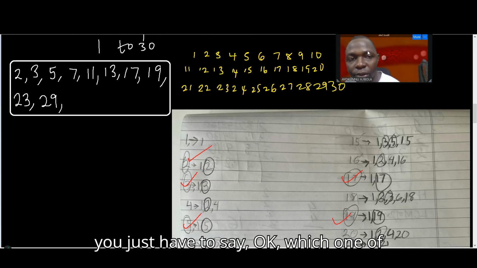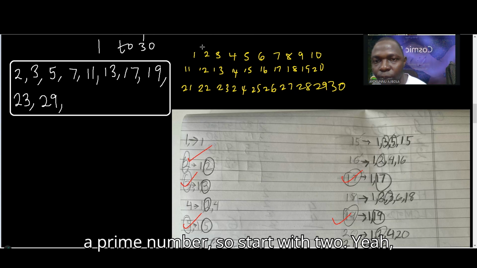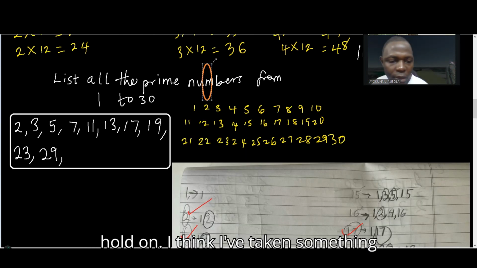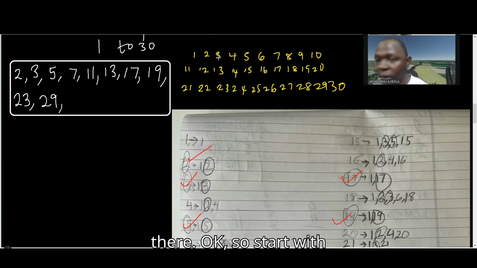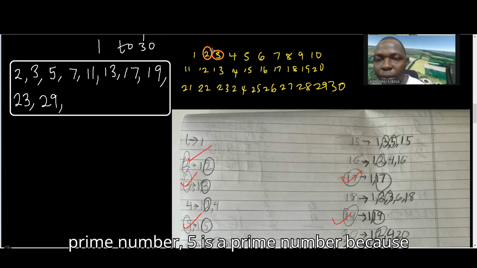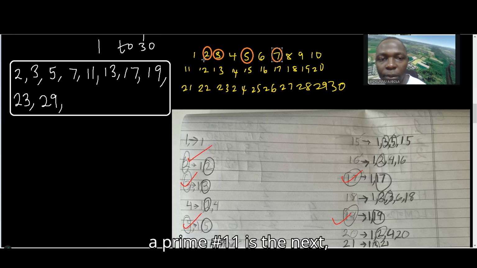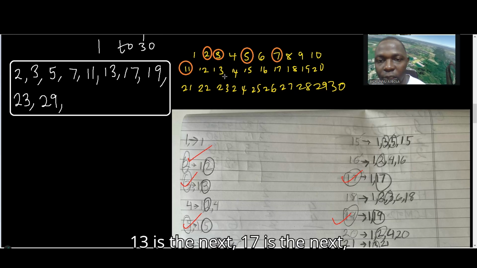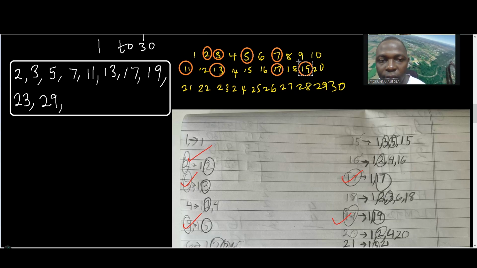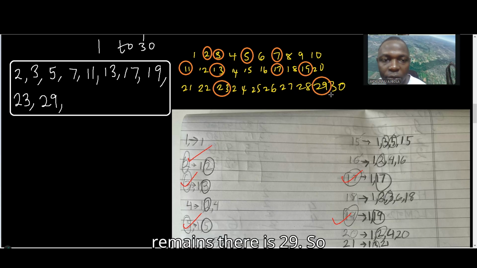So now you just have to say, okay, which one of them are prime numbers? 1 is not a prime number, so we'll start with 2. 2 is a prime number. 3 is a prime number. 5 is a prime number because nothing can divide those numbers apart from 1 and the numbers themselves. 7 is a prime number. 11 is the next. 13 is the next. 17 is the next. Then 19 is the next. 23 is the next. And the only one that remains there is 29.